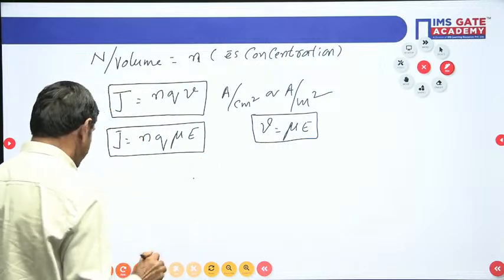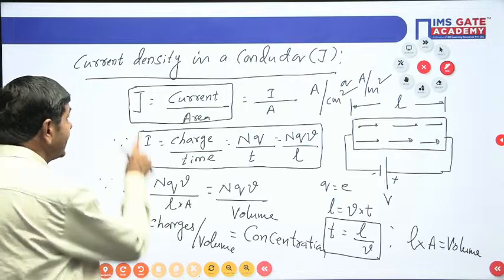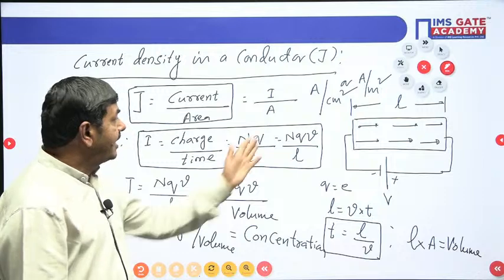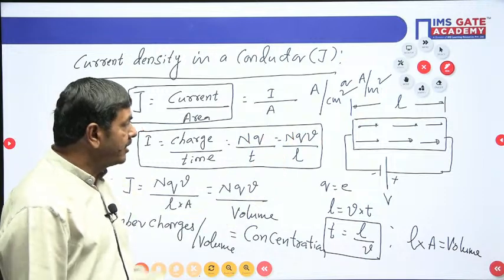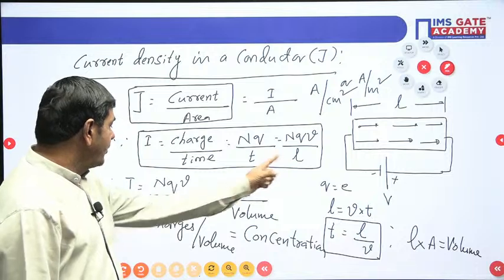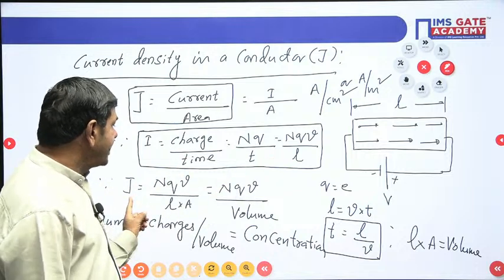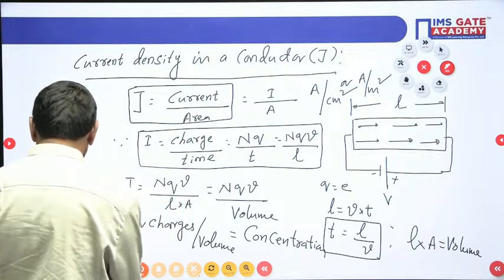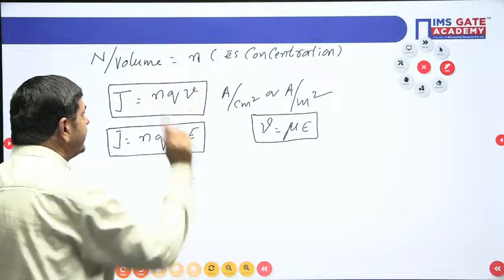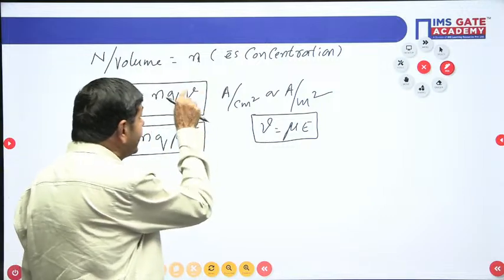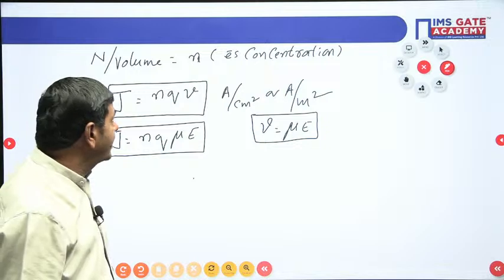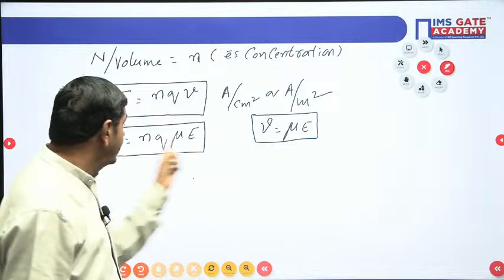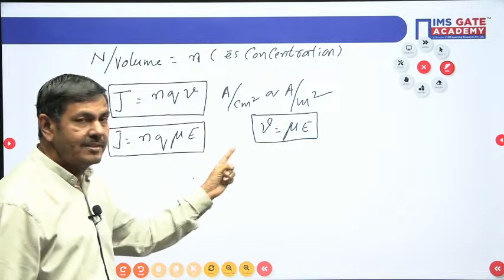So, how many formulas did I give? You watch now. Current density equal to what? Current by area. What is current, sir? N into Q into V by L. You can use it. But this is one more formula we have taken. Current density means finally we are getting the formula. What formula are we getting? This formula only: nQ into V, the drift velocity directly given. In case the drift velocity is not given, but mobility and electric field intensity are given, you can use this formula for the current density.